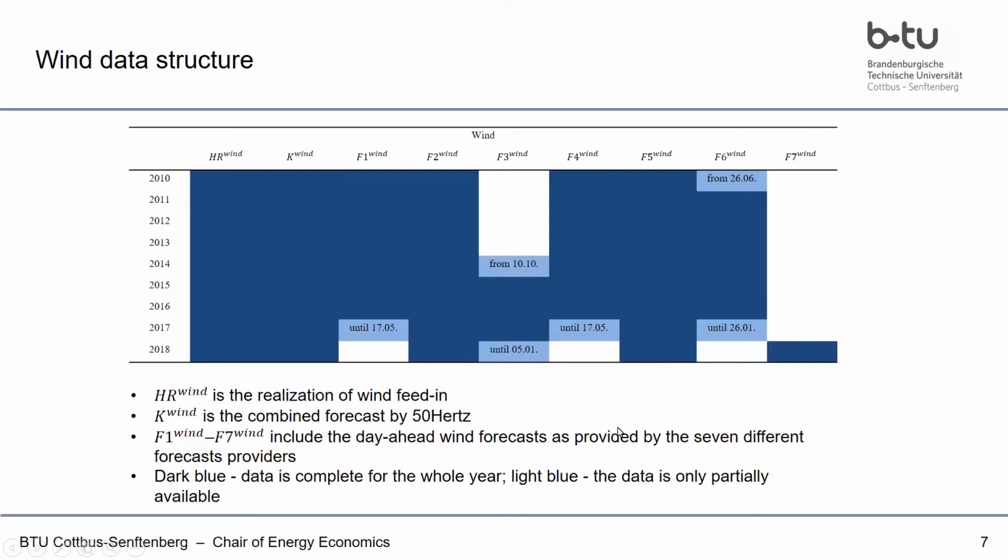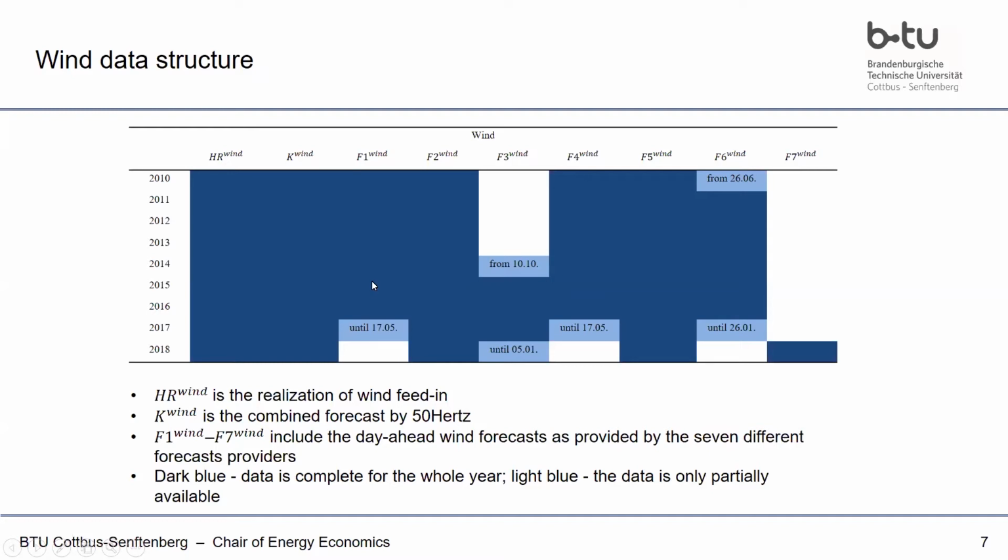Next, we can take a look at the wind data structure. Similarly to before, HR is the realization of wind, K is the combined forecast by 50Hertz, and F1 up to F7 are the individual wind forecasts. With wind at the beginning, there were 4 available forecasts for the combination.